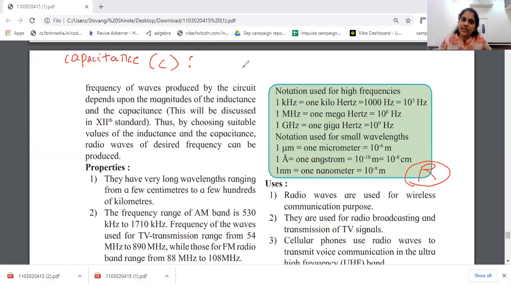Capacitance is the capacity to store energy in a capacitor. A little bit like a tongue twister. This is capacitance: the capacity to store energy in a capacitor.